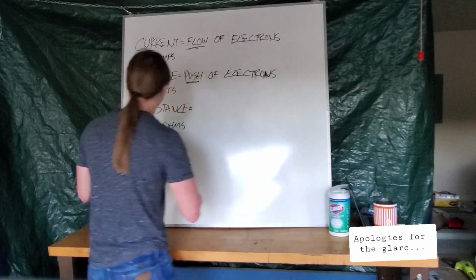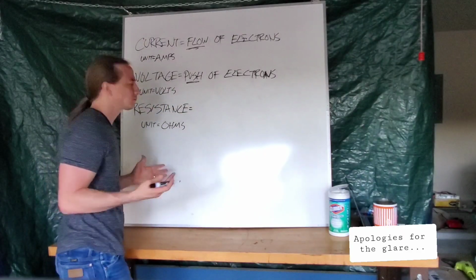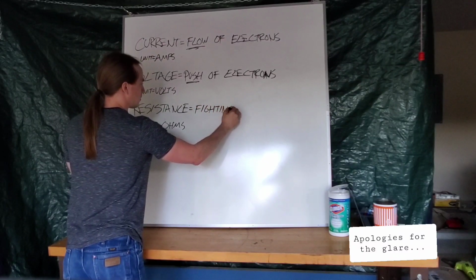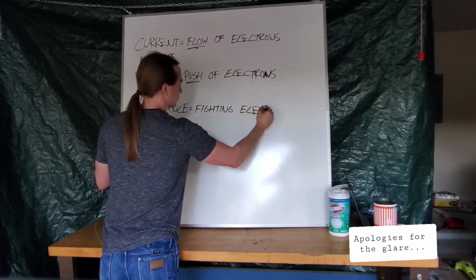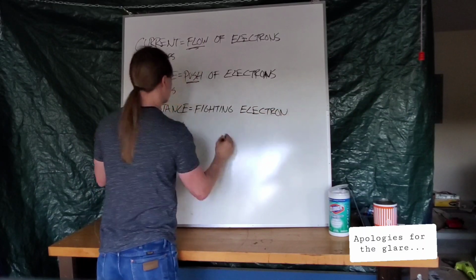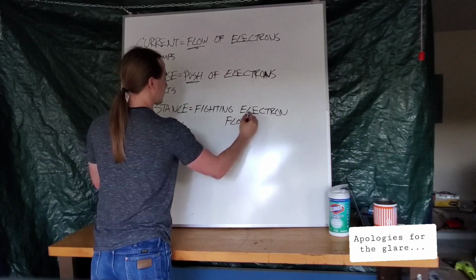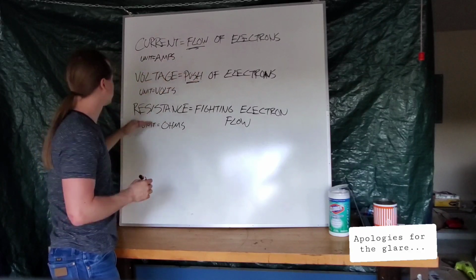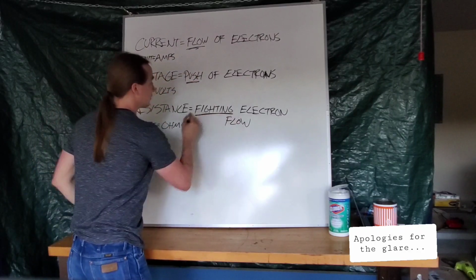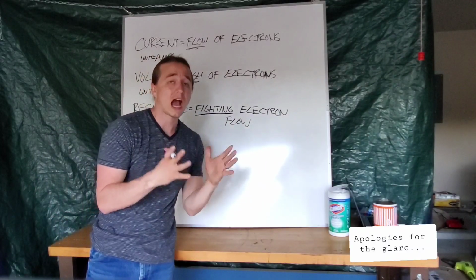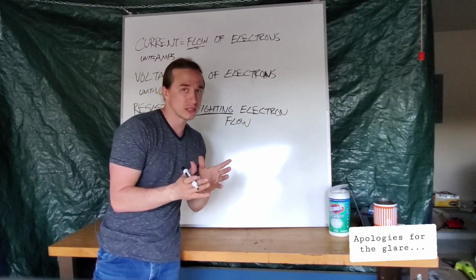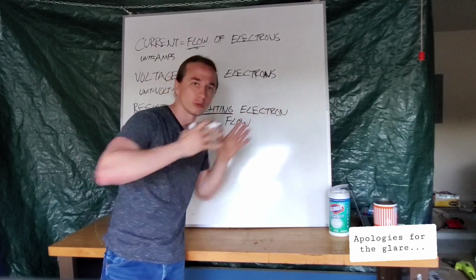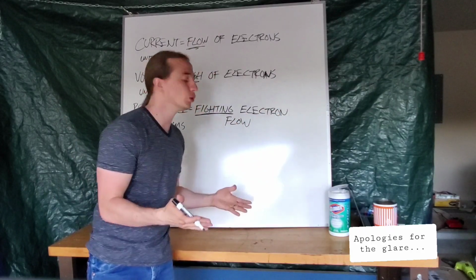So I like to put resistance as basically fighting electron flow. So current is the flow itself, voltage is the push of the electrons, and resistance is fighting the electron flow. Again, wood has a higher resistance than metal. Wood burns. Metal, when electricity flows through, doesn't burn, but it'll shock you if you touch it. Those electrons are flowing through much easier than they're trying to flow through wood.